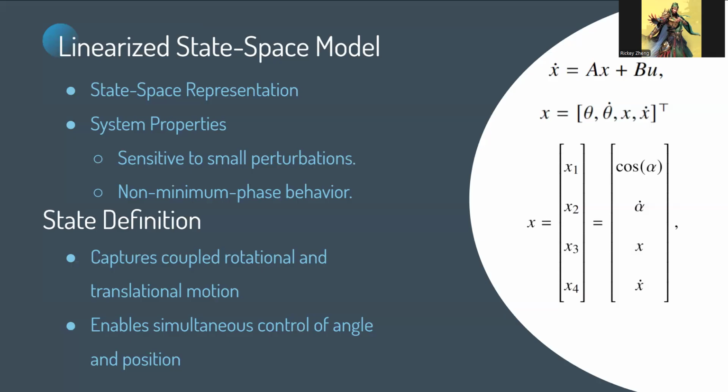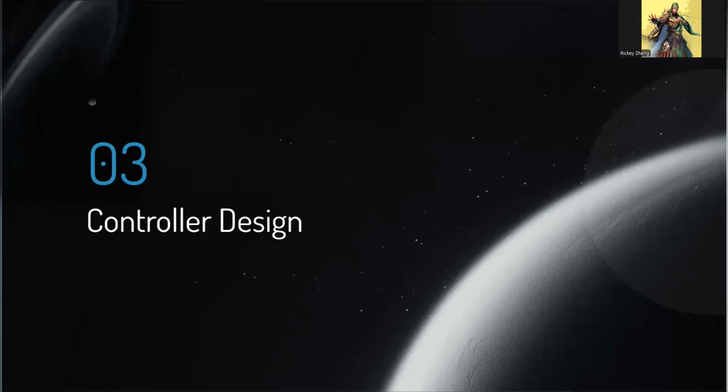This state selection ensures that both rotational and translational dynamics are fully captured, allowing the controller to simultaneously regulate the pendulum's angle and the cart's motion, which are coupled to the system's inertia and aerodynamic effects. And now a look at our controller design.